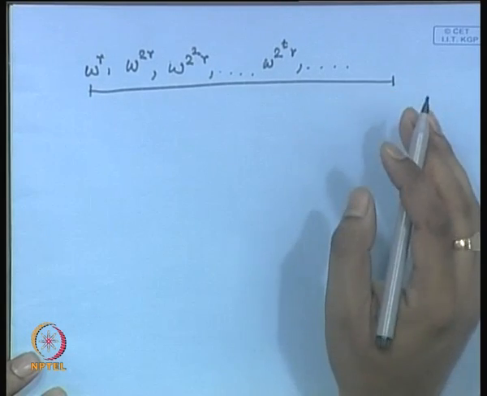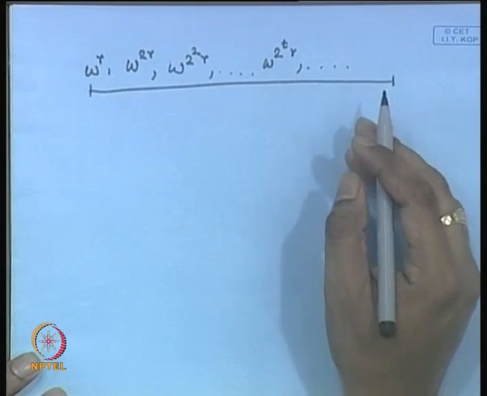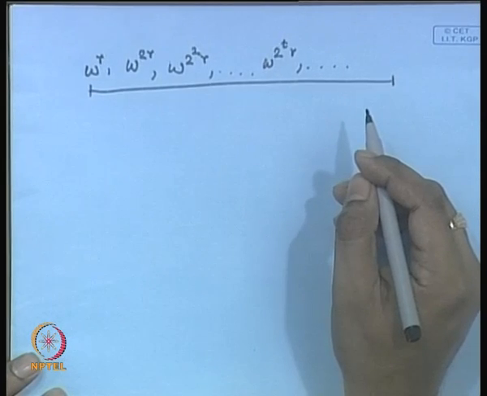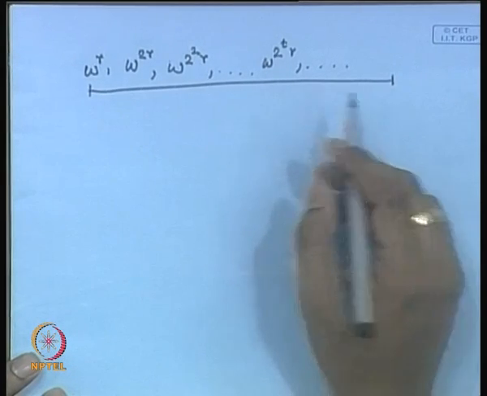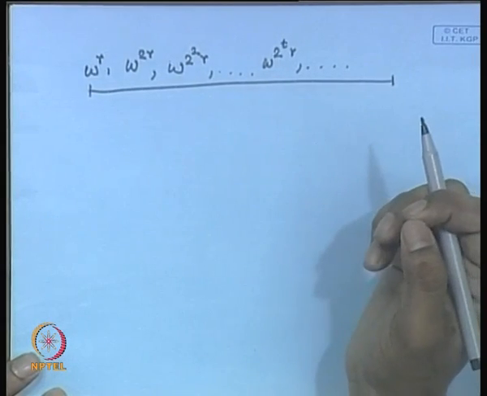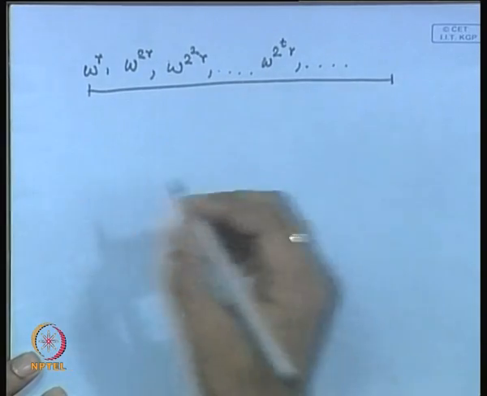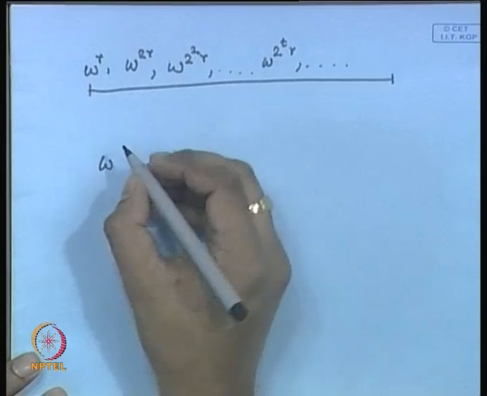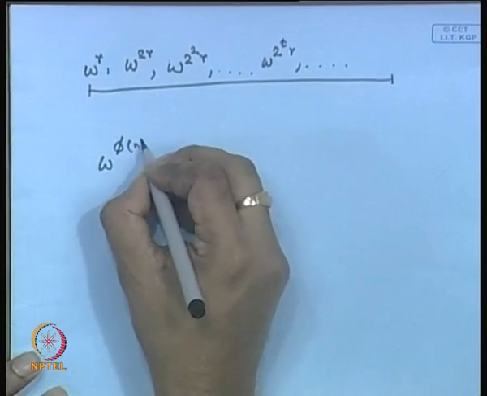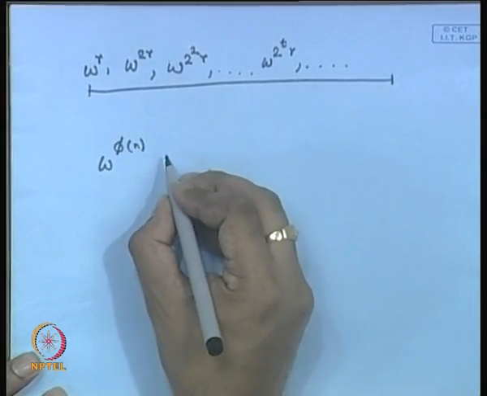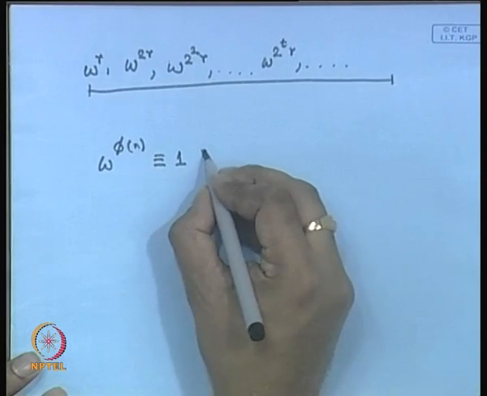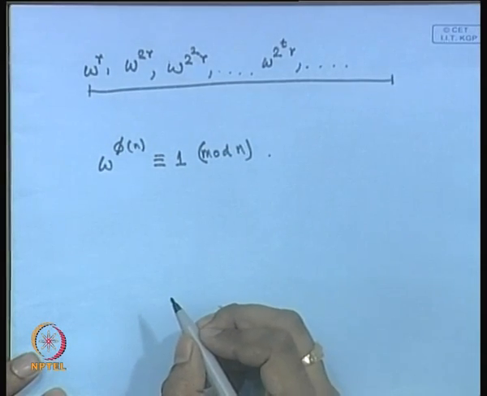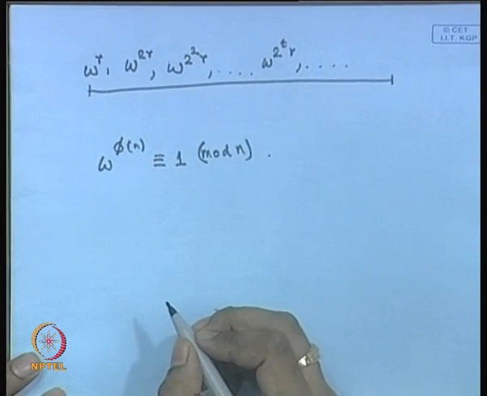If that is so, then the loop will definitely terminate. So, can you reason it out that it will definitely be so? What is omega? Omega is an element. If omega is not necessarily primitive, it is a random choice. So, we have one result, if you remember, that omega power phi n is congruent to 1 mod n. And what is phi n?